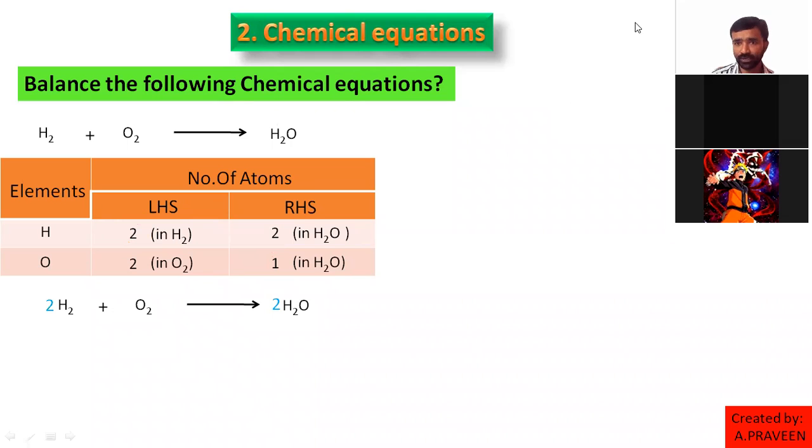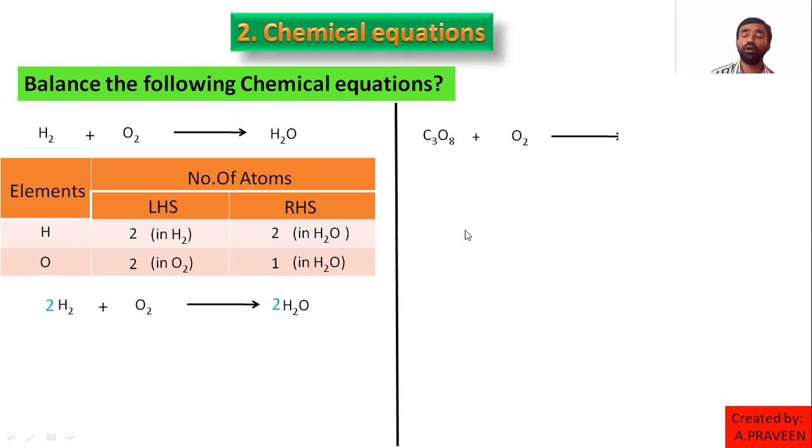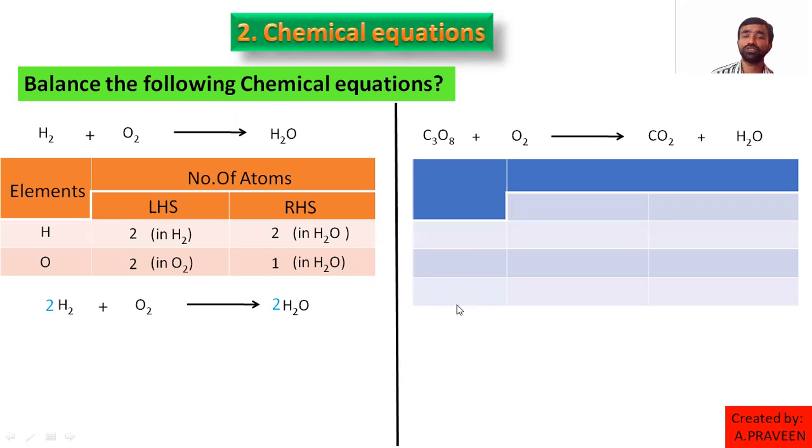Is it clear? Right. We have one more example in your textbook: C3H8 reacting with oxygen, the burning of propane, giving you carbon dioxide gas and water vapor. So this is the reaction. Is it a balanced equation or not? Just verify with your table.